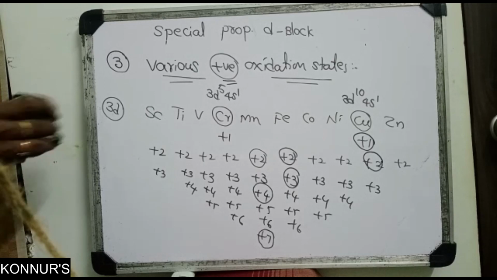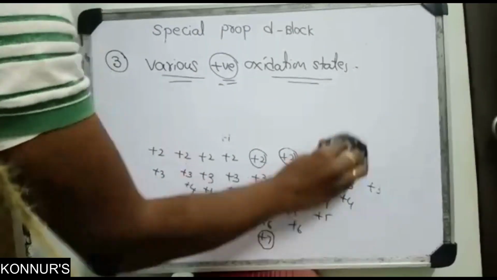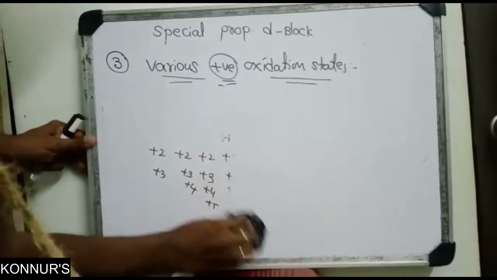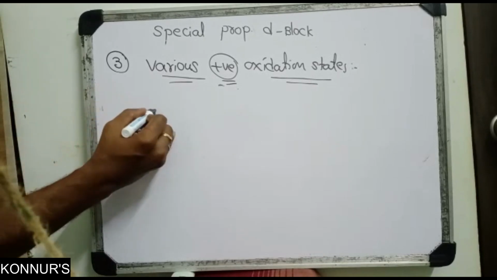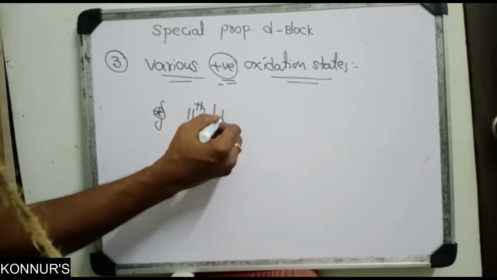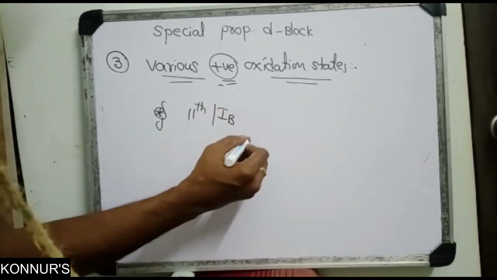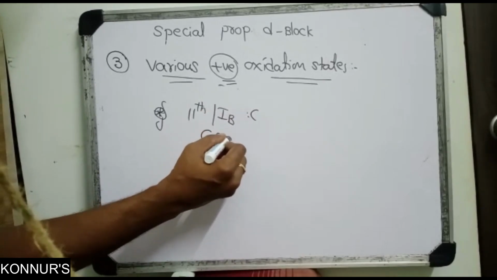Next, in different elements, they will show some different oxidation states. We must concentrate on that also. See, you take 11th group, 11th group, otherwise first B. What do we call them? We call them coinage metals.